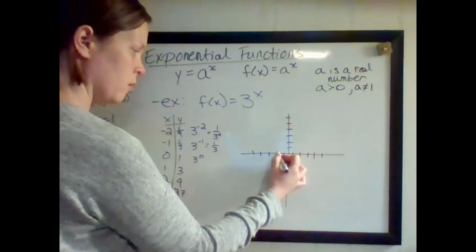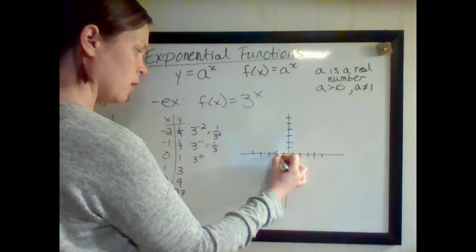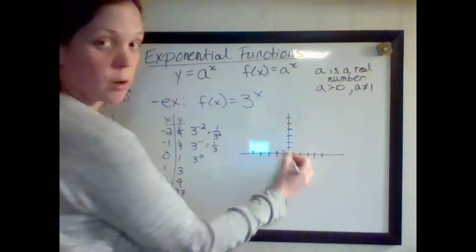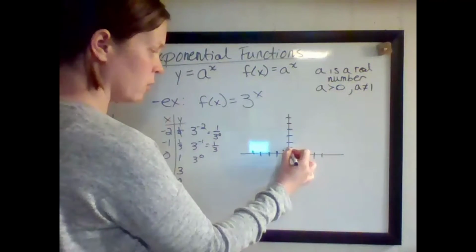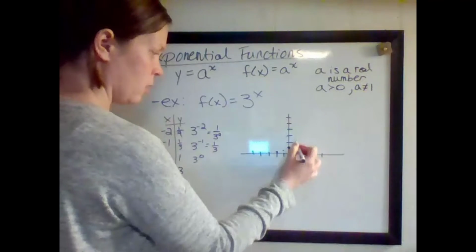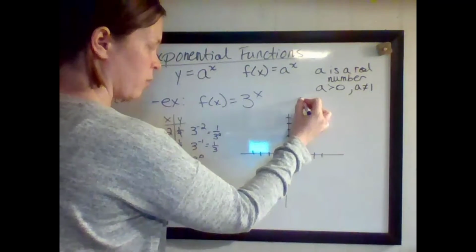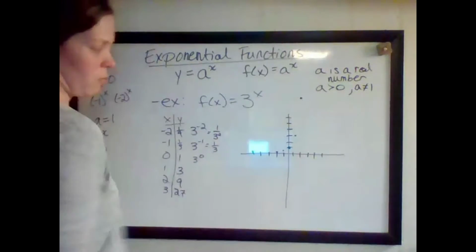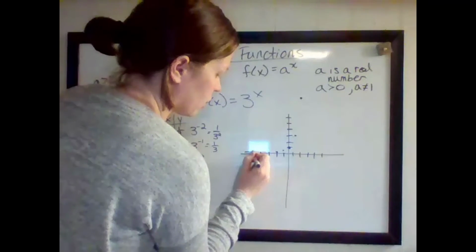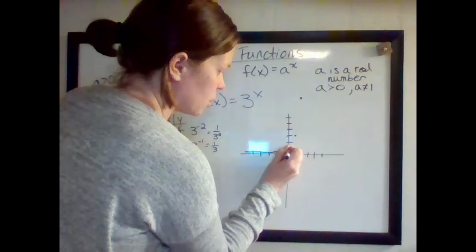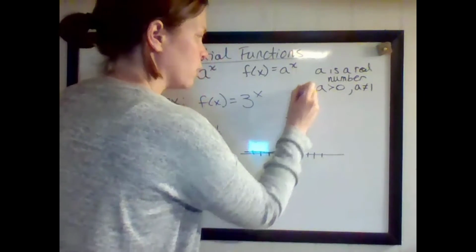So let's plot these. Negative 2 is a 9th. Negative 1 is a third. 0 is 1. 1, 3. 2, 9. Now I'm kind of off my graph. The 3 cubed, 27, that's me off the board. But we can imagine it's going to increase really rapidly then.